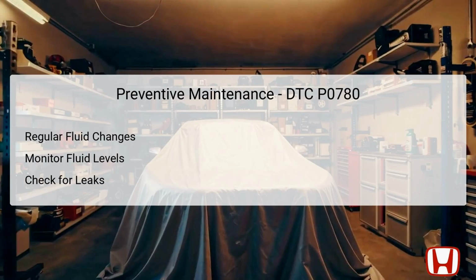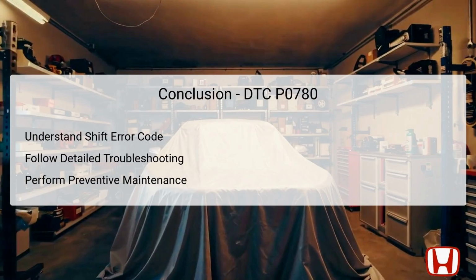reliable vehicle performance. In summary, the DTC P0780 indicates a shift error within the Honda HRV transmission, prompting careful investigation into transmission control components for effective resolution. It's essential to follow the outlined troubleshooting steps systematically to ensure accurate diagnosis and repair.